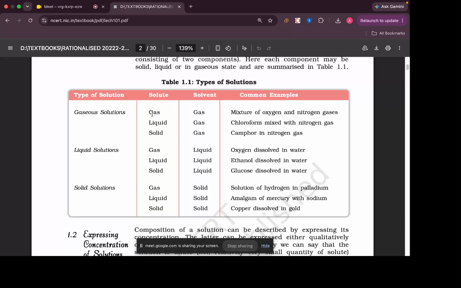If the solute is gas, okay, first we will see the types of solution. Gaseous solution. Now very simple, I have seen students learning this also, but do you have to learn? No. See, gaseous solution. If you have to make a gaseous solution, what should the solvent be? Obviously gas. Means a large quantity of a gas.